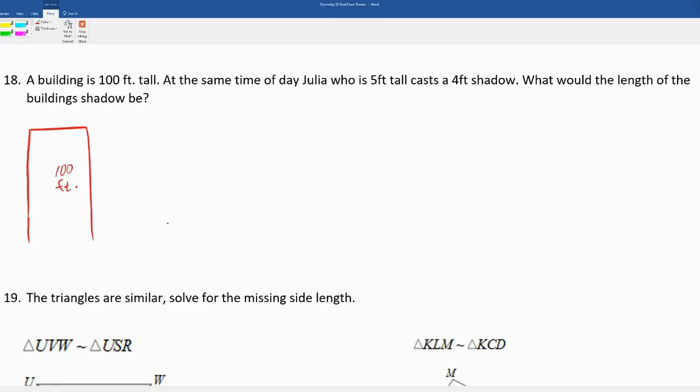At the same time of the day, Julia, who is 5 feet tall, casts a shadow of 4 feet. So here's Julia. Obviously, this drawing's not drawn to scale. She's 5 feet, but her shadow is 4 feet. I'm assuming Julia forms a right triangle, right? What would the length of the building's shadow be?